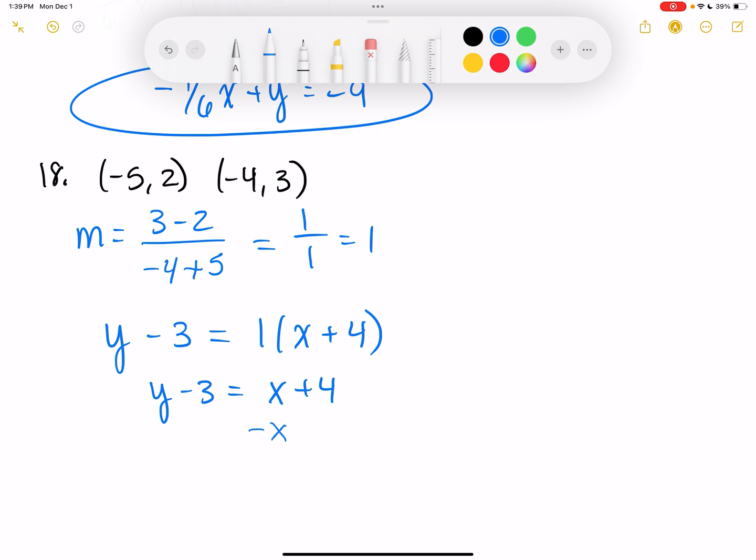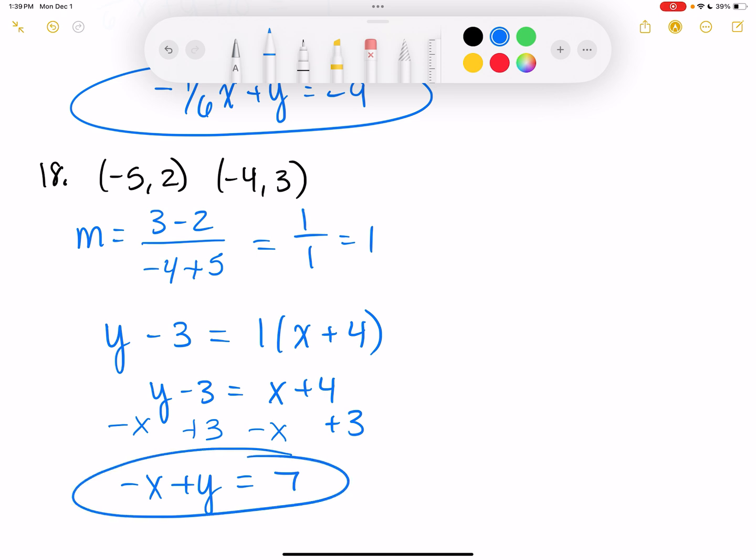Subtract x. Now, if you can do it in one step, go ahead and add your numbers over to the other side, so add 3 at the same time, you're welcome to do so. So you end up with -x plus y equals 7, and then you don't have to do another step. But if you want to still do it in 2 like I've been doing, that's fine.